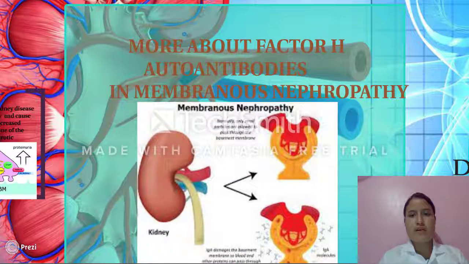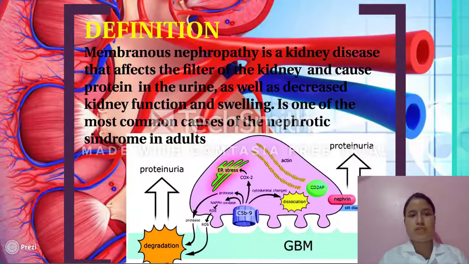More about factor H autoantibodies in membranous nephropathy. Definition: membranous nephropathy is a kidney disease that affects the filter of the kidneys and causes protein in the urine, as well as decreased kidney function and swelling. It is one of the most common causes of nephrotic syndrome in adults.